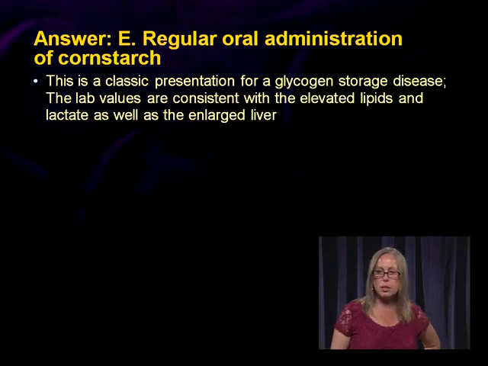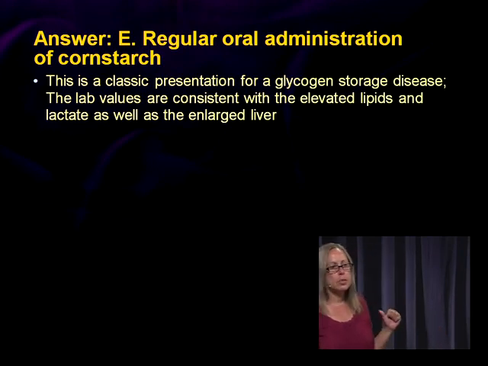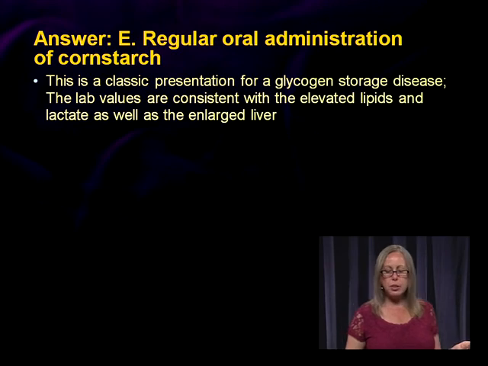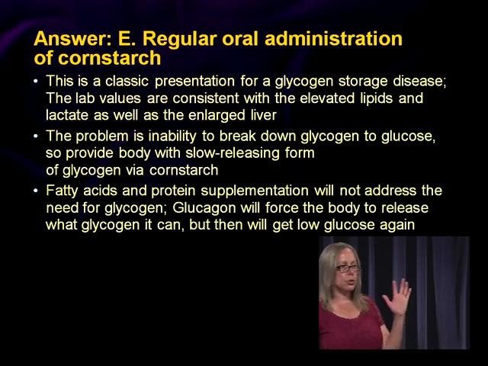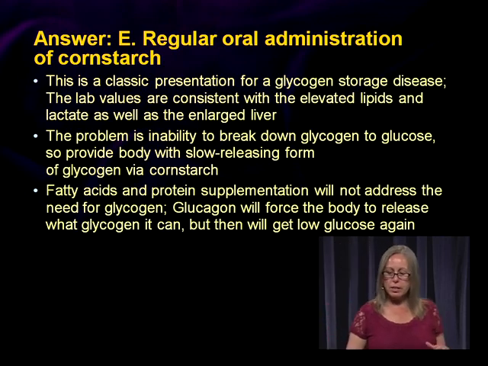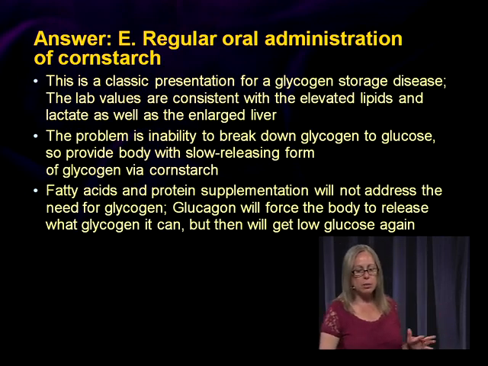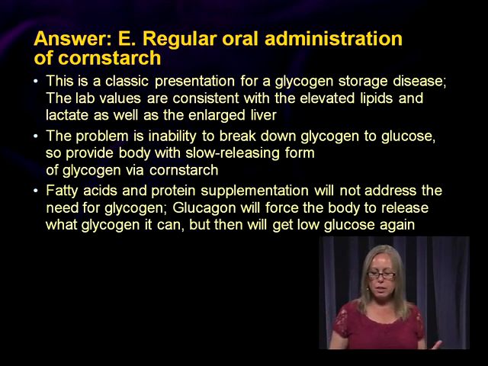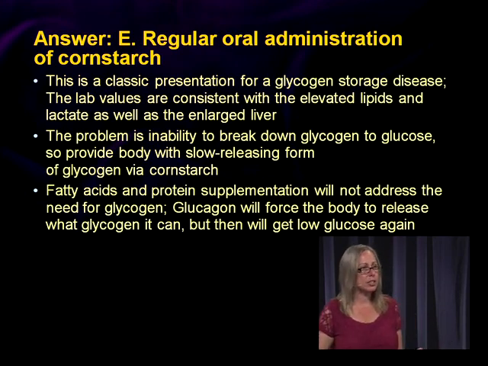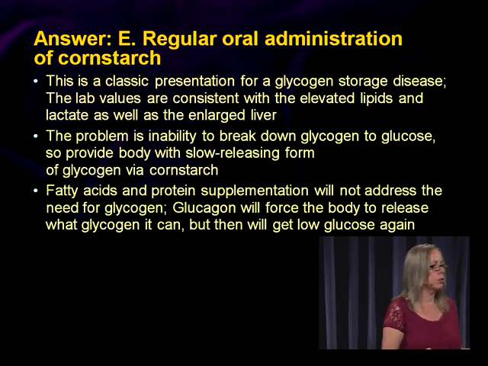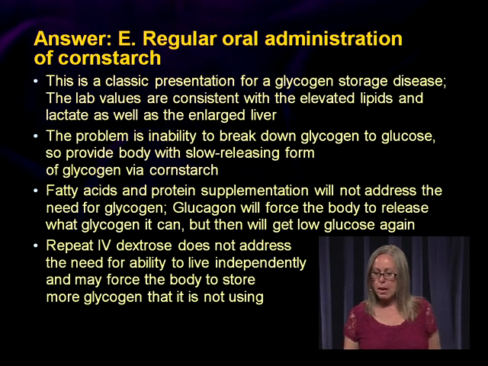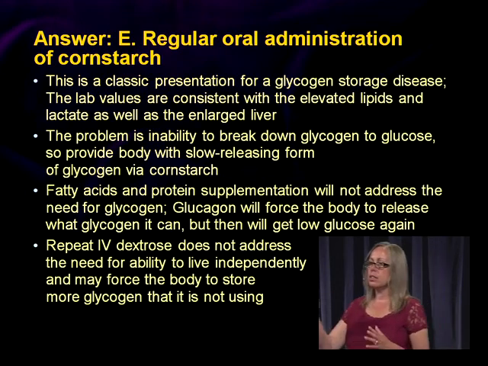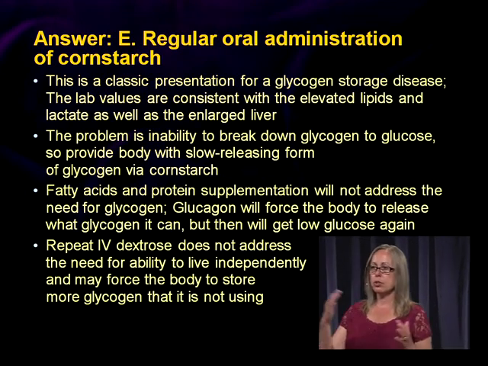And this is a classic presentation for a GSD, especially with the elevated lipids and the elevated uric acid. And so again, you use the cornstarch to give you a slow release of glycogen. Fatty acid and protein supplementation won't address the original problem. Glucagon will force the body to release whatever glycogen it can, but if you're having a problem getting it out, glucagon really isn't going to be of any help. And again, the IV dextrose, you can't keep going with that, and it doesn't address your long-term problems.